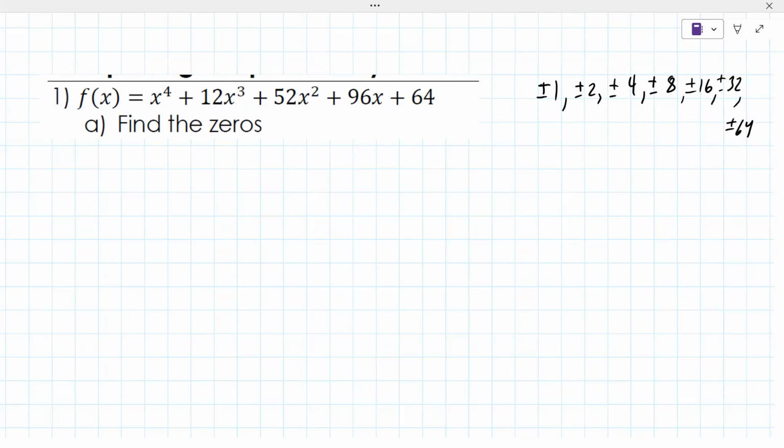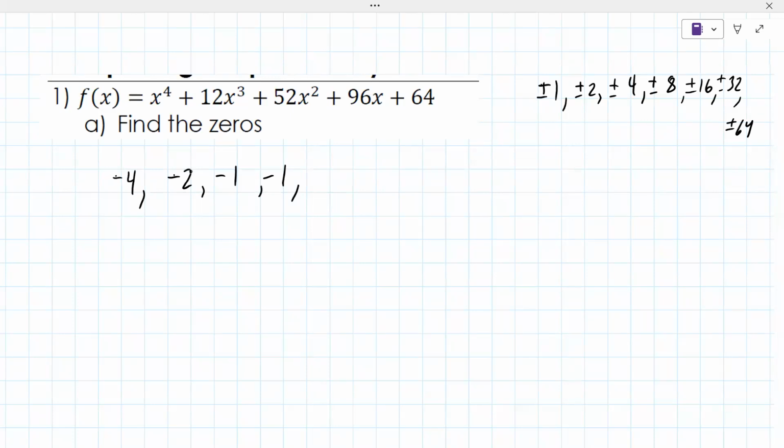Let me grab this quickly. The zeros, I got -2, -1 with a multiplicity of 2, and then... actually, never mind, that was the notes. Wrong thing. Let me grab the homework. Oh, here it is. I got x equals -4 and x equals -2.